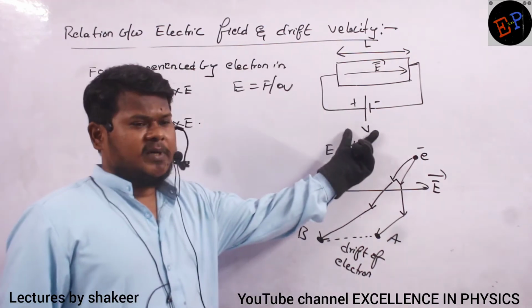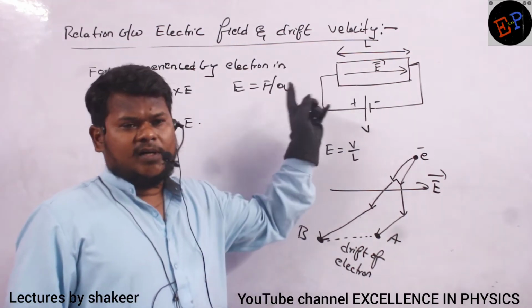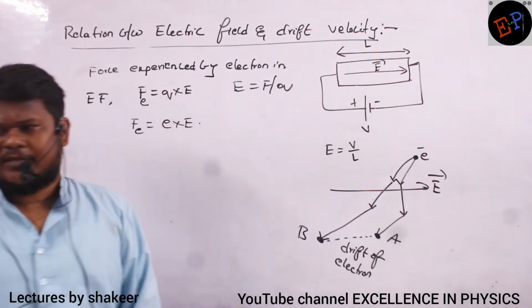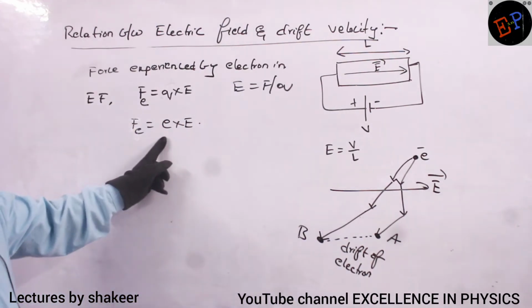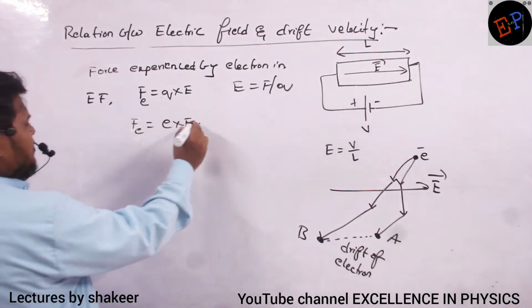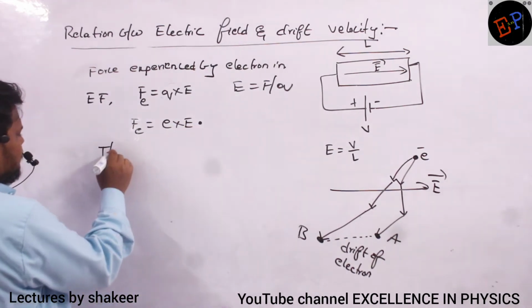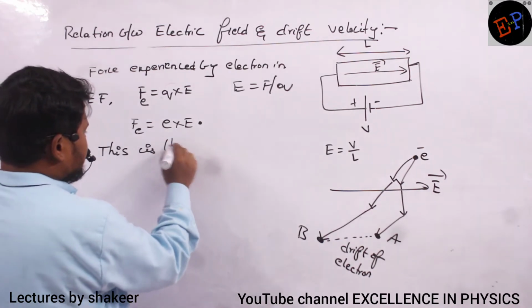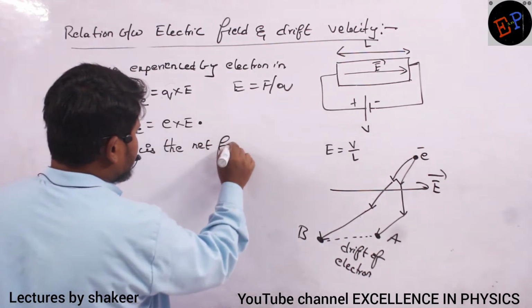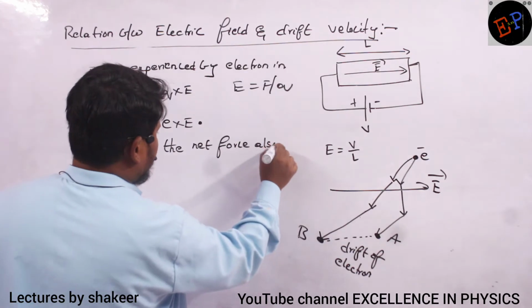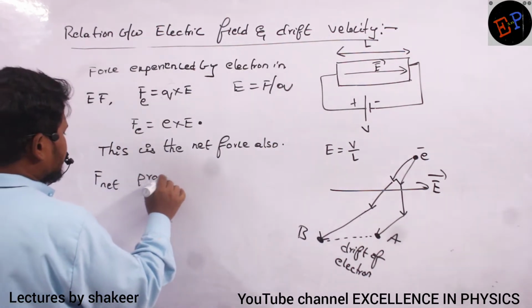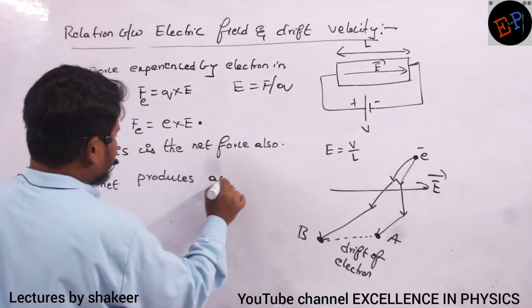When you have supplied the battery, the field is developed. If this is the direction of the field, the electron will experience a force in the opposite direction, and it will experience this much amount of force. And this is the net force also. And what will the net force do? F net produces acceleration. Clear?